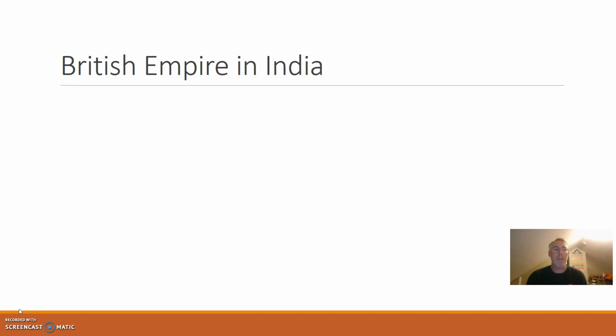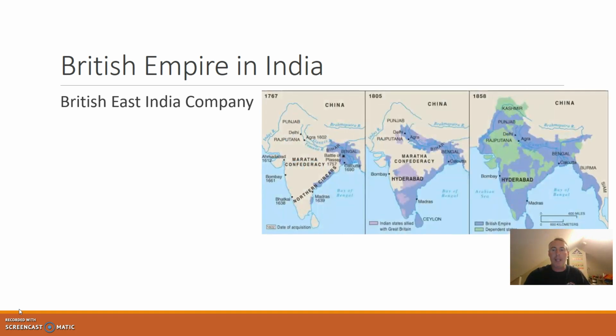Now, the British Empire in India is where we're going to be looking at first. And British rule in India started in a much less direct fashion than in other parts of the world. It didn't actually begin with the British Army, but rather with the British East India Company. I'll come back to this map in a second. Okay, let me just set the stage here.